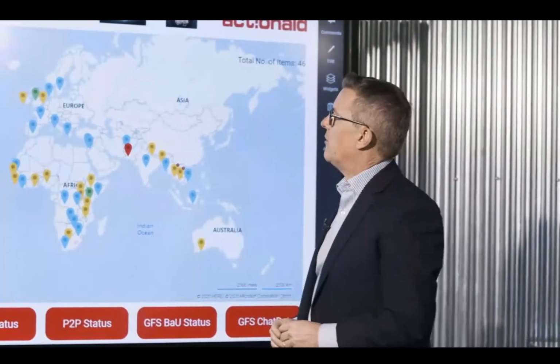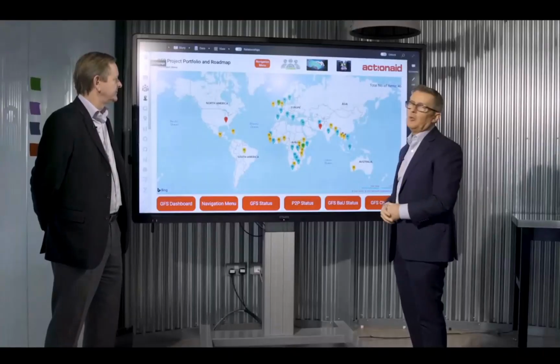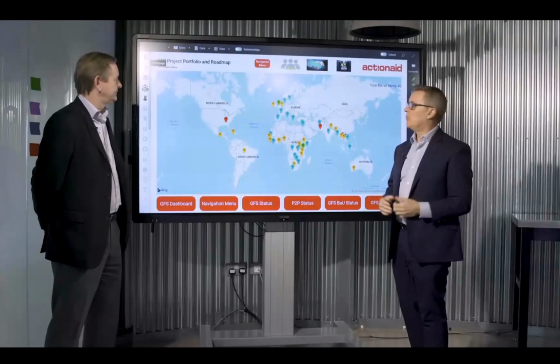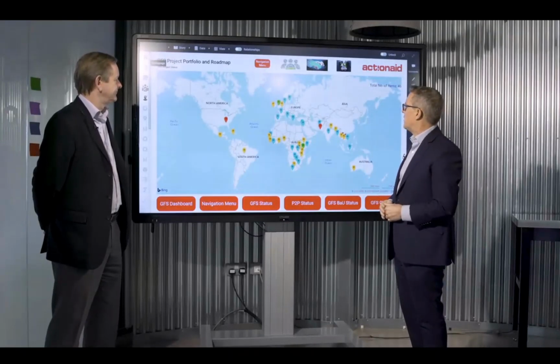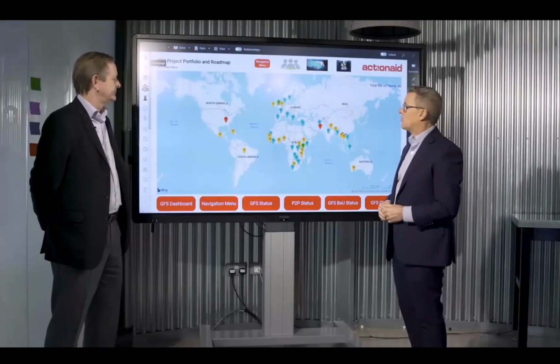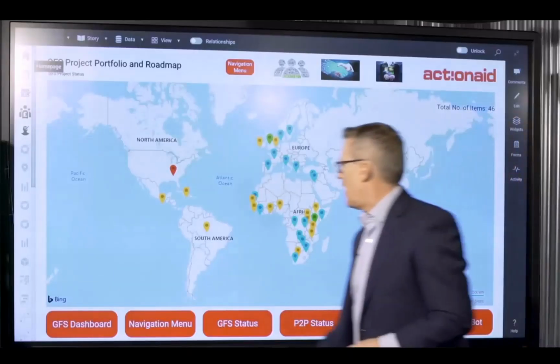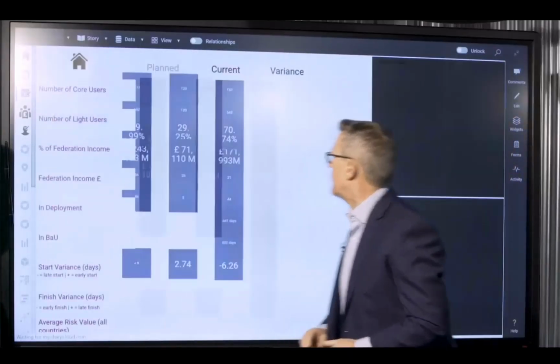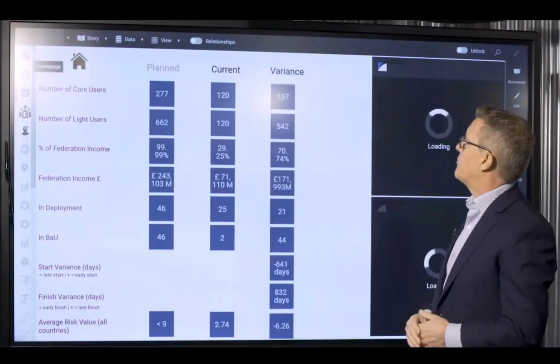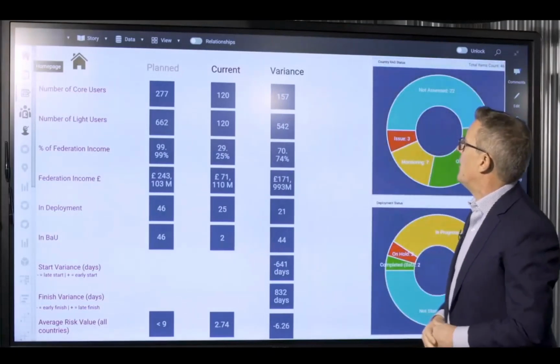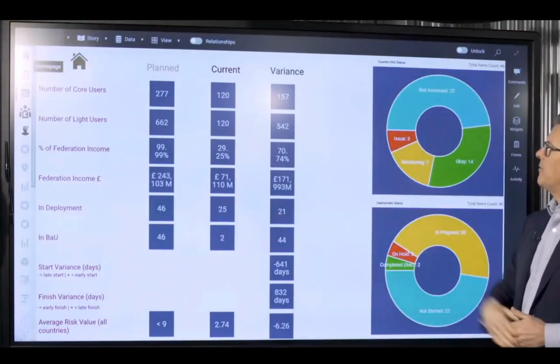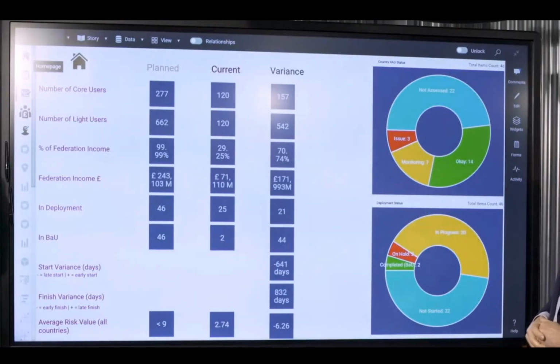So as we just showed you, we had a roadmap deployment. One of the tools we're using here is this interactive communication, which we can share both internally with the project team and also externally to the wider federation. What we have here is just several views. One is looking at a dashboard where we can see the plans, current number of users, the federation income, where we're at any given time.